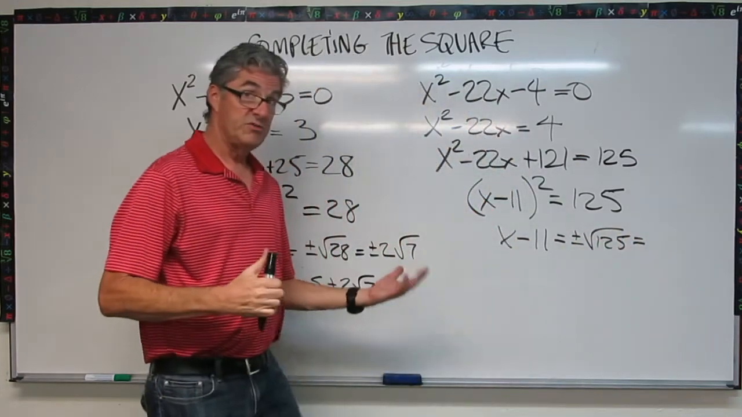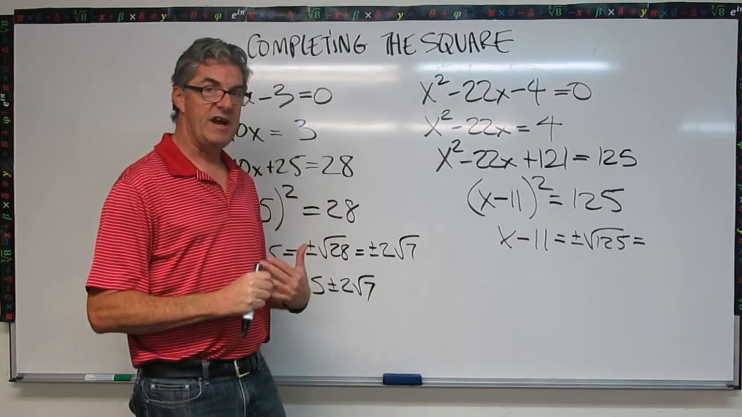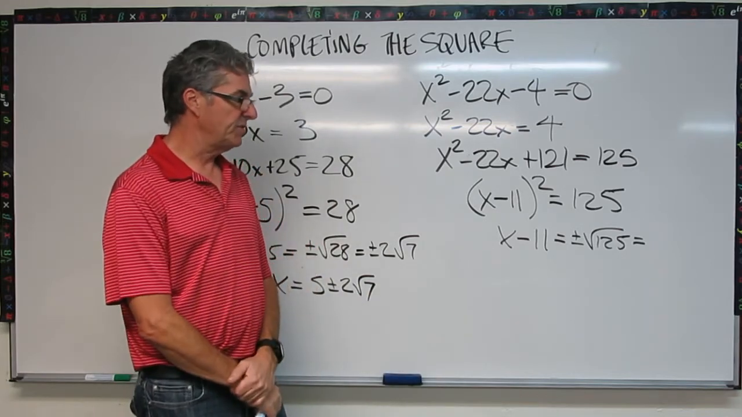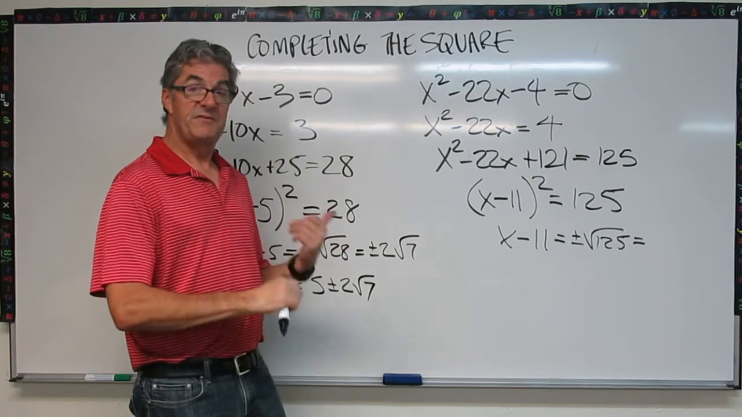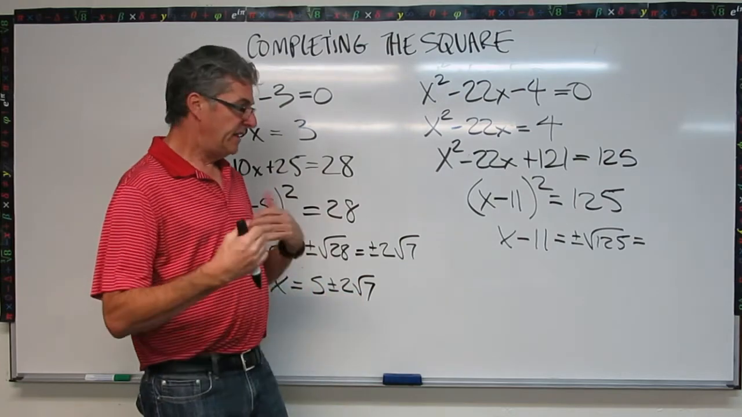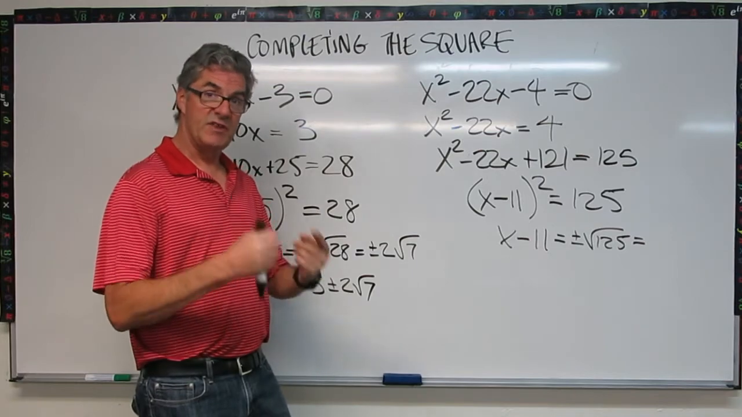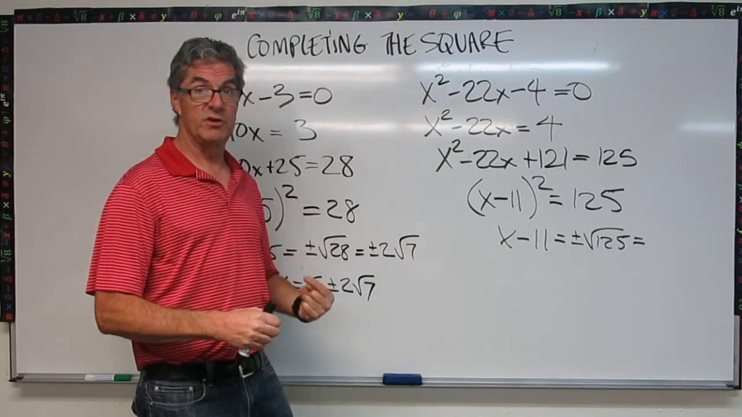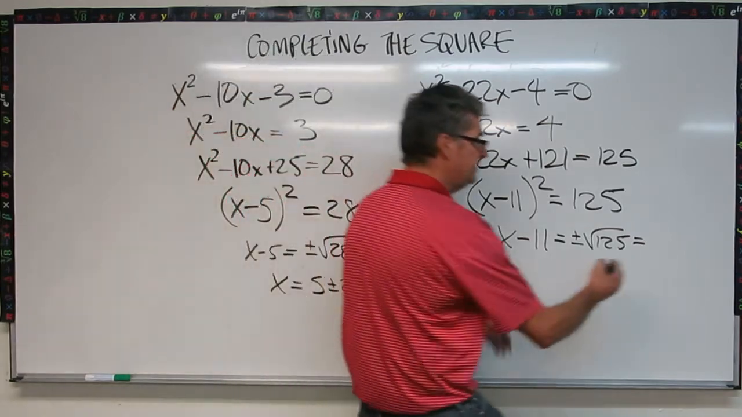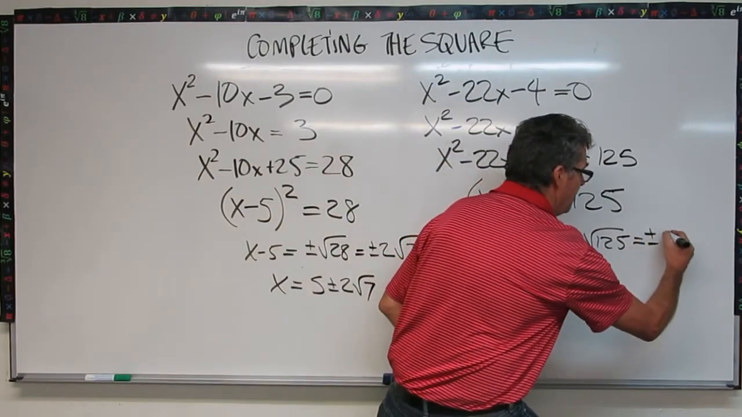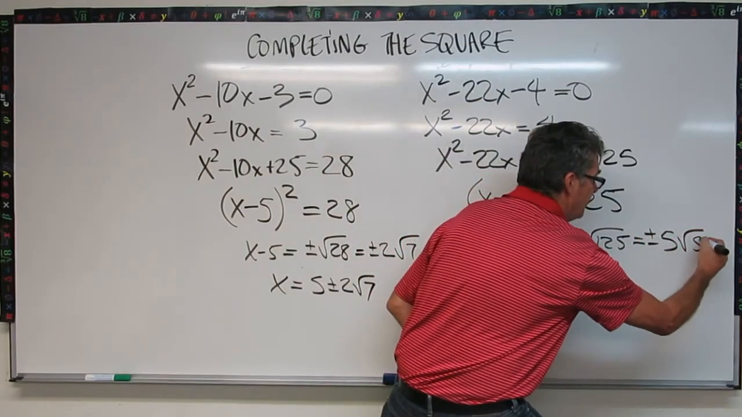Now, 125 has some perfect square factors. Think for a minute, see if you can figure out what they are. It's 5 times 25. That makes 125, and 25 is a perfect square. So that can come out of the root as its square root, which is just 5. So this ends up being plus minus 5 root 5.